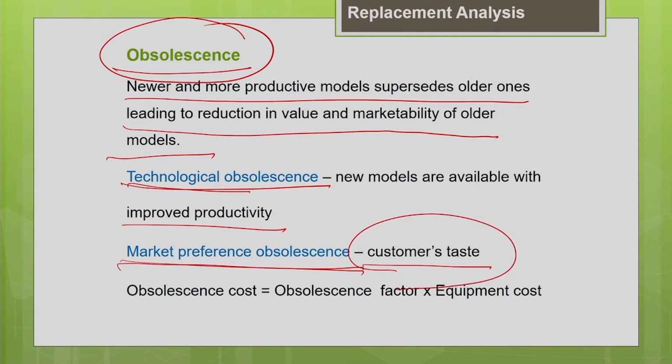So there are different types of obsolescence. Basically, this obsolescence value is expressed as a percentage of equipment cost. I can get this factor from literature for different types of equipment and different operating conditions. We can make use of that for estimating this obsolescence cost.